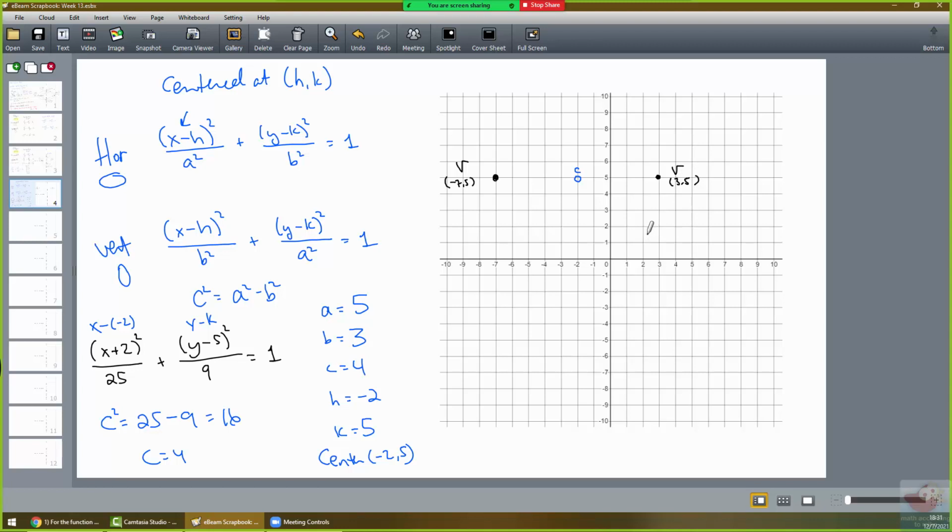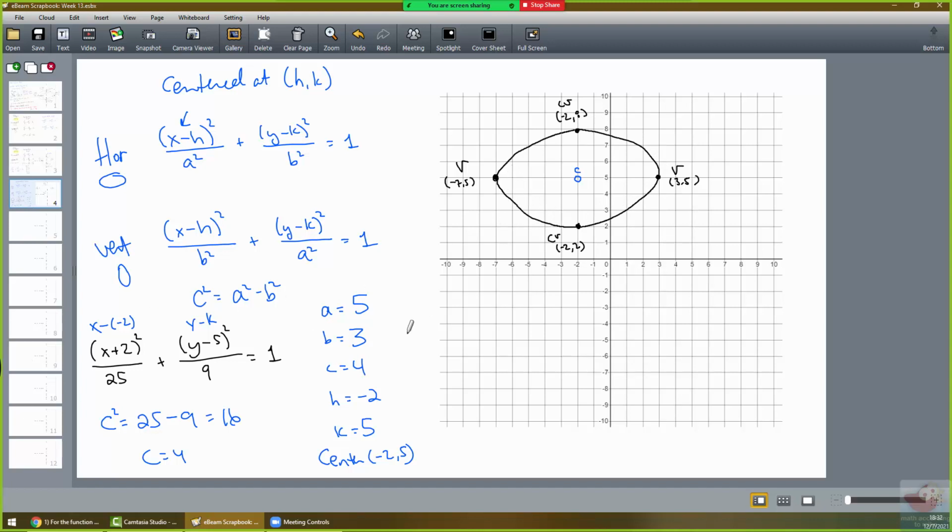b will be the distance from the center to the co-vertices. So we move perpendicular, so we'll go down 3 and up 3. Those 4 black dots are enough to sketch the ellipse.